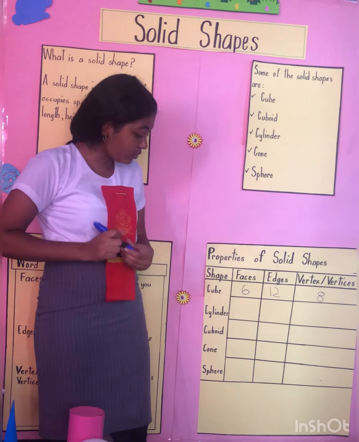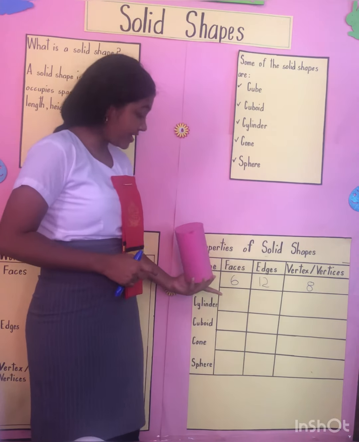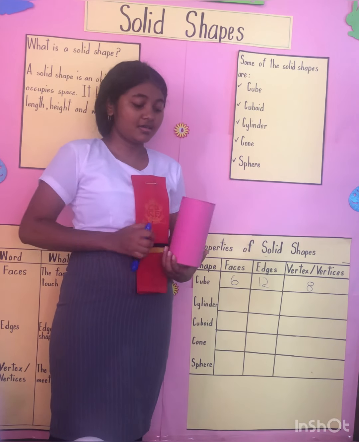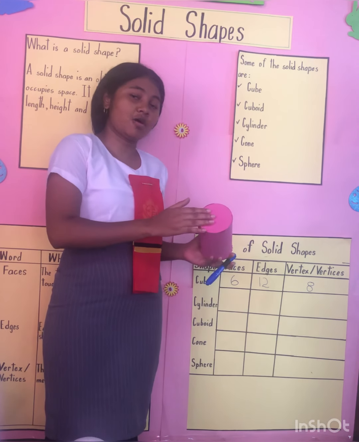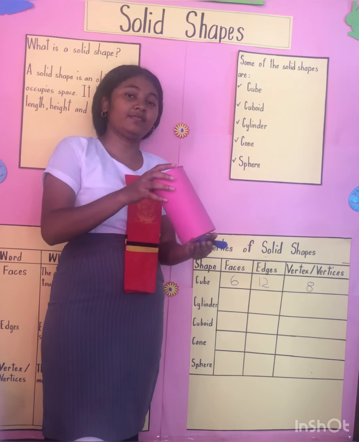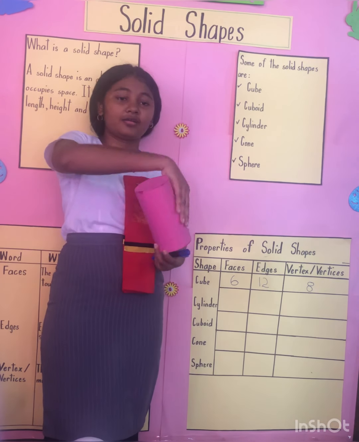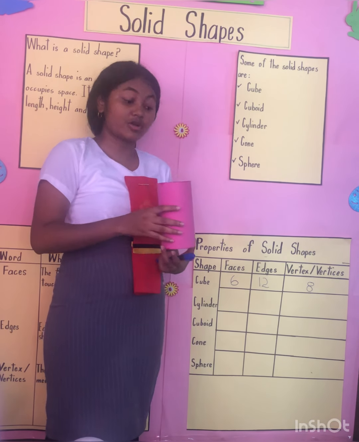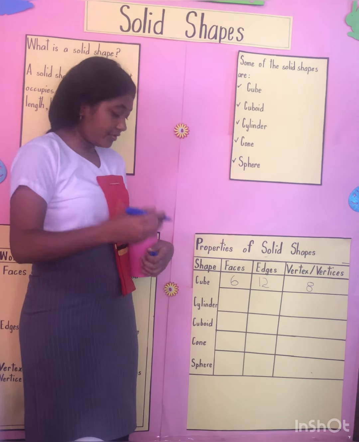Okay, now let's move on to the cylinder. Let's count the number of faces a cylinder has. So we have one at the top here, one at the bottom, and another one here. So that's right, it's 3 faces. So the cylinder has 3 faces.